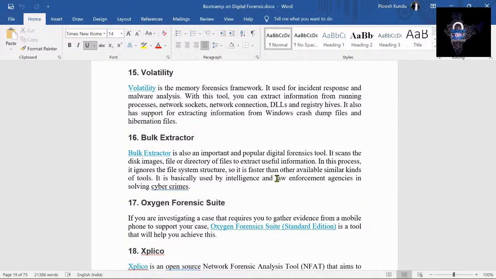Now, the Oxygen Forensic tool is used in investigating cases. It is required to gather information from mobile phones and to support your cases. The Oxygen Forensic tool is a standard edition tool which can help achieve this.